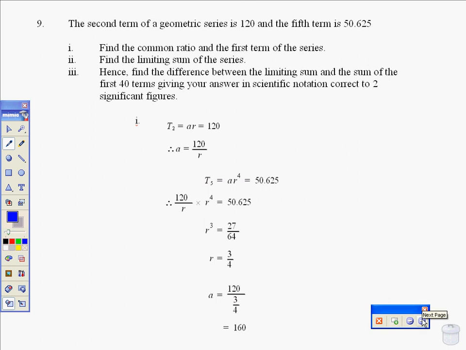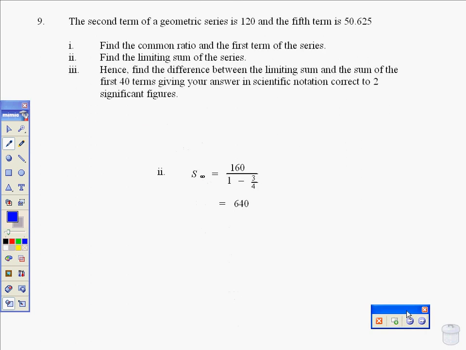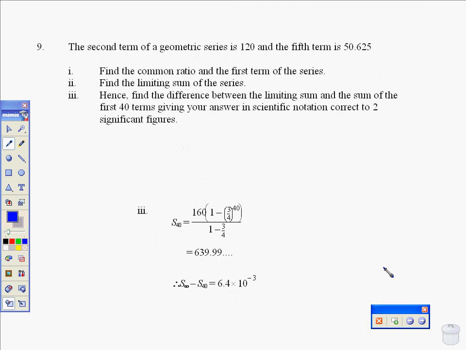Next step we want to do is find the limiting sum. Well, we've got A and R. We substitute into the formula. 160 over 1 minus 3/4 gives us 640 as the limiting sum of this geometric series, because R is going to be 3/4. The terms are actually getting smaller as we go along because they're multiplying by 3/4. The sum's getting larger, but it's going to be stopping at 640. It's going to be getting close to 640.